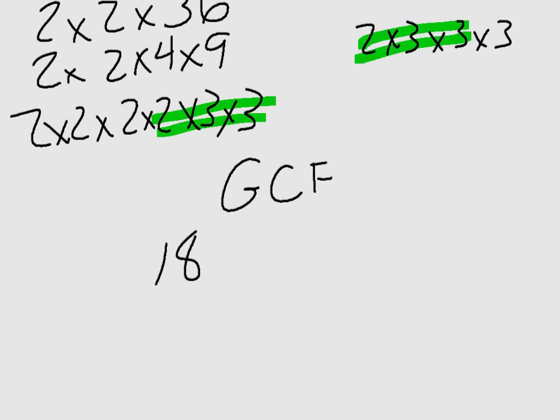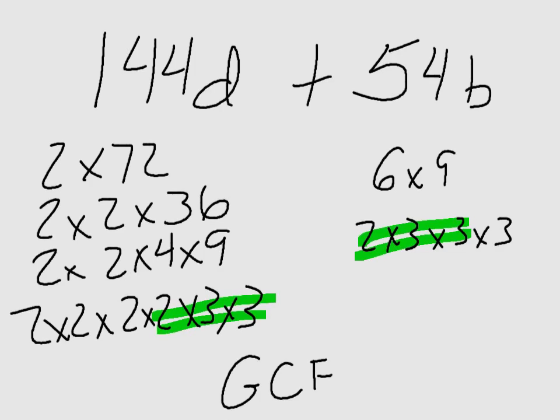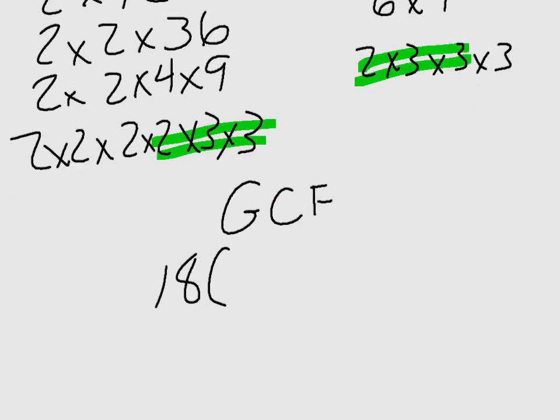So if I feed 18 people, because they're all going to get the same thing, based on 144, how many hot dogs does each person get? 8. Because that's what's left over after I pull out my GCF. So 8, H or D, and we use D there, so we'll use D down here, plus what's left over here? 3. So 3B for burgers.